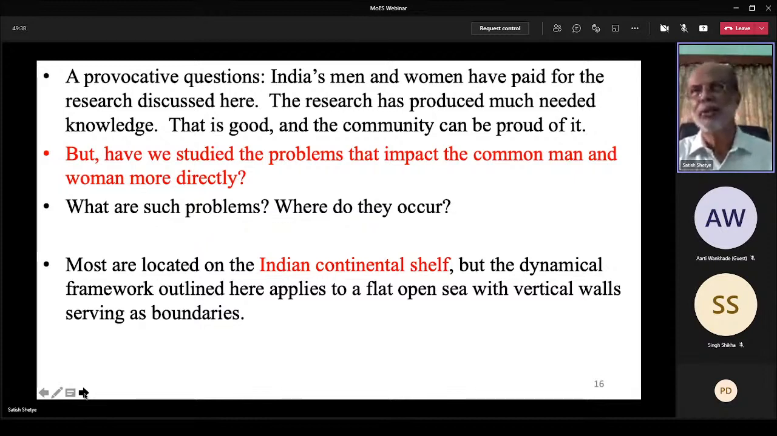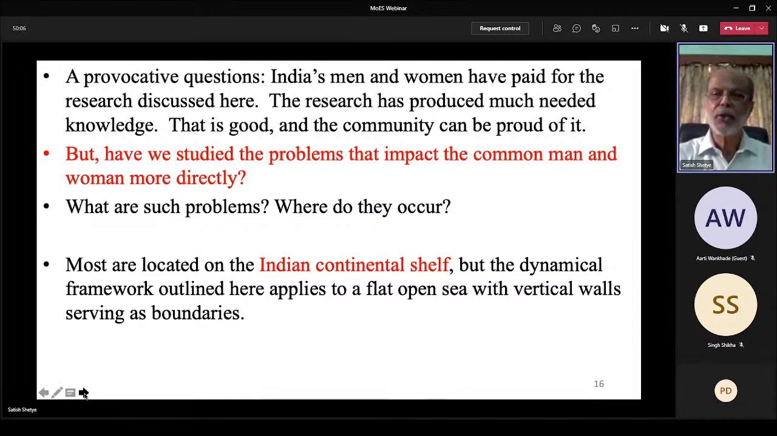The large-scale circulation study that I've told you about, and I think it has been a success, was paid for by India's common men and women. It has produced much needed knowledge, and that is good, and the community can be proud of it. But have we really studied problems that impact the common man and women more directly?